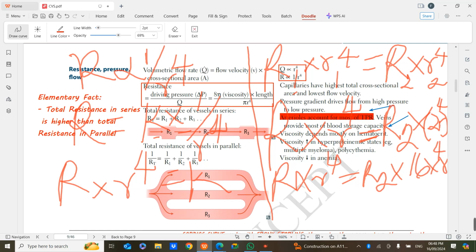Can you see? So r raised to power 4 cancels r raised to power 4 here. Therefore, my R2 is equal to the first R divided by 16. So my final answer is that the resistance will reduce by a factor of 16. If you look at me, I say reduce by a factor of 16, or you can say increase by a factor of 1 over 16.